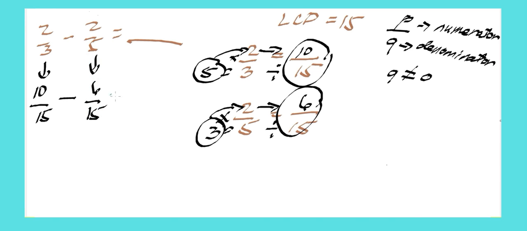Going back to the subtraction of rational number with same denominator, you are just going to copy the denominator and then subtract the numerator. So 10 minus 6 will give you 4, and just copy the 15. That is the final answer.